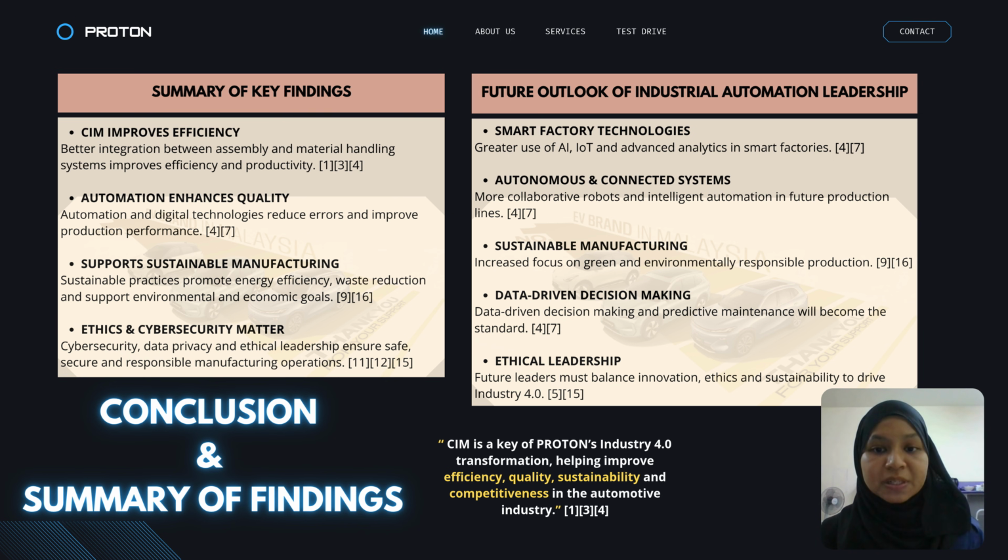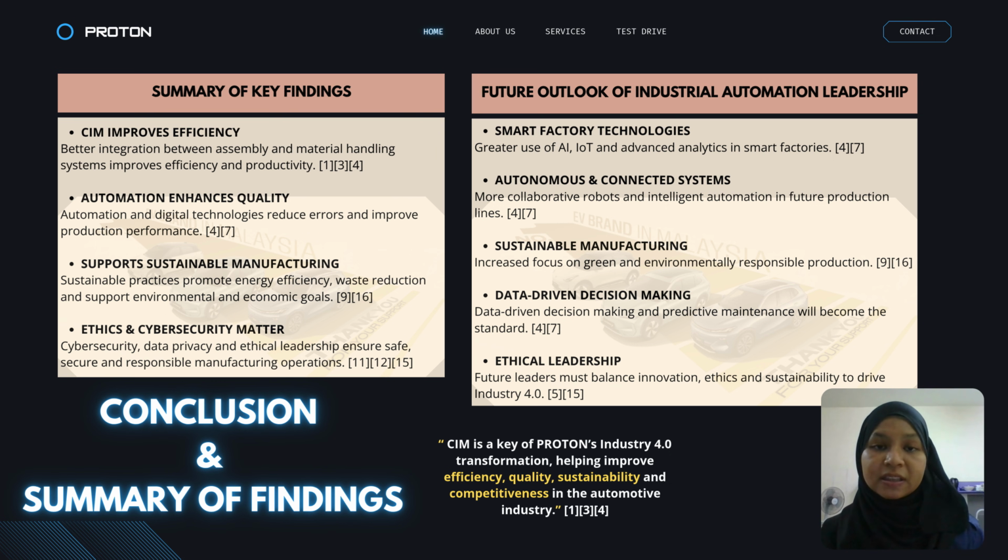In addition, sustainable manufacturing practices such as energy efficiency and waste reduction support both environmental and business goals. We also found that cybersecurity and data privacy, as well as ethical leadership, are essential to ensure safe and responsible manufacturing operations. Looking ahead, the future of industrial automation will involve greater use of artificial intelligence, the industrial Internet of Things, and autonomous systems.